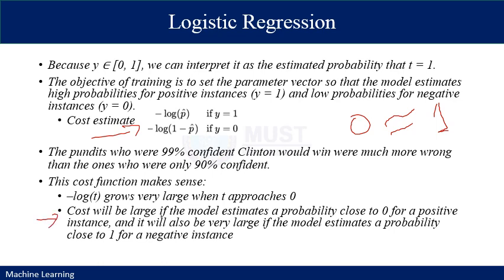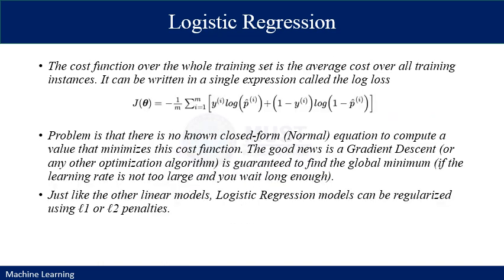So the cost will be large if the model estimates a probability close to 0 for a positive example, and it will be very large if the model estimates a probability close to 1 for a negative example. So the cost function over the whole training set is the average of the cost over all training instances. It can be rendered in a single expression called the log loss.